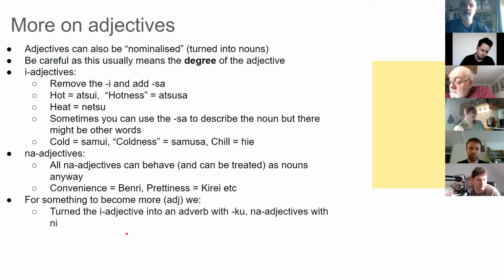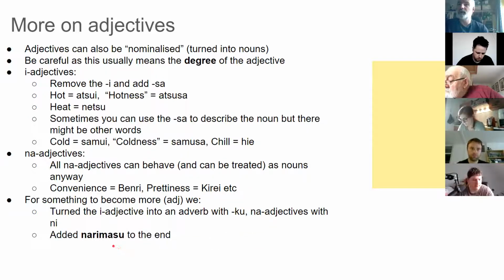So if you remember, for something to become more like something, so hotter or colder or more friendly, we add ku at the end of an e adjective. We remove the e and put ku, and with na adjectives we add ni. Everybody remembers this, do they? If you want me to slow down to give you some time to write notes, guys, just say, can you pause, please? Is everybody okay? Yeah, okay.